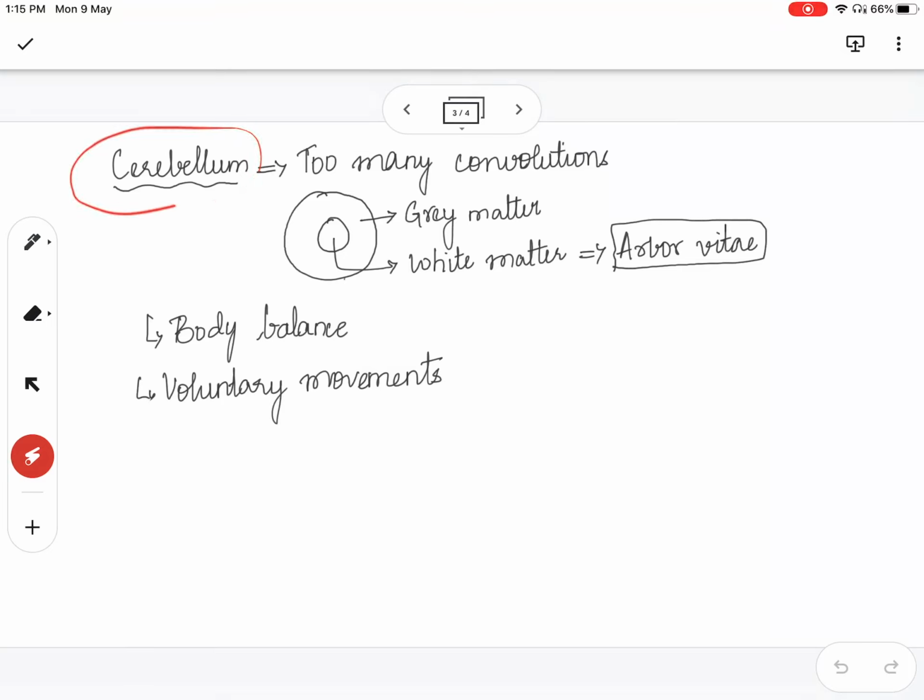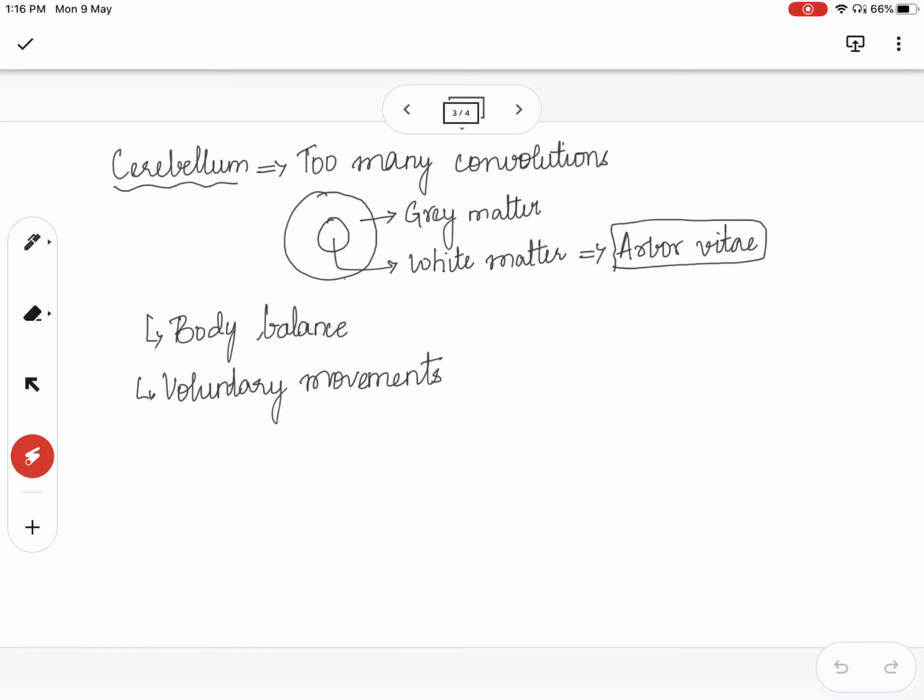Then coming to the second one, the cerebellum. We came across pons now. I hope everybody has understood. Coming to the cerebellum. Now, one important point in the form of questions they have definitely asked is that cerebellum has got too many convolutions. That means it has very many convolutions. These structures like this, convolutions in the sense folds. Okay, so these convolutions are present. Why are they present? That is the question. In order to provide additional space for too many neurons present over there.